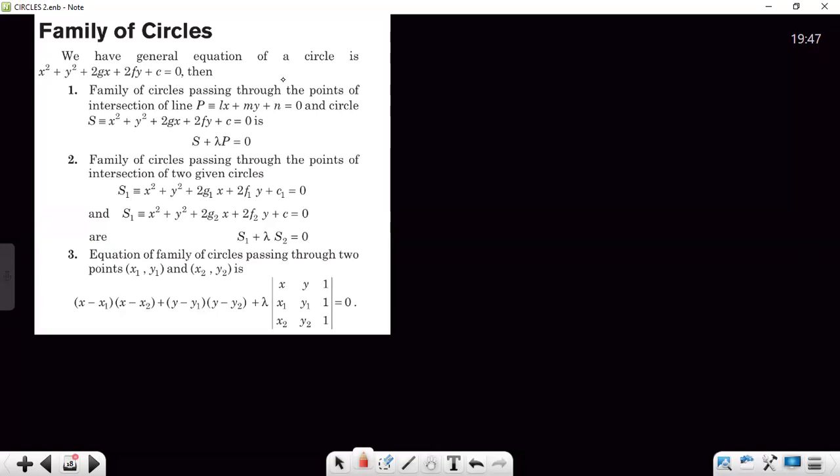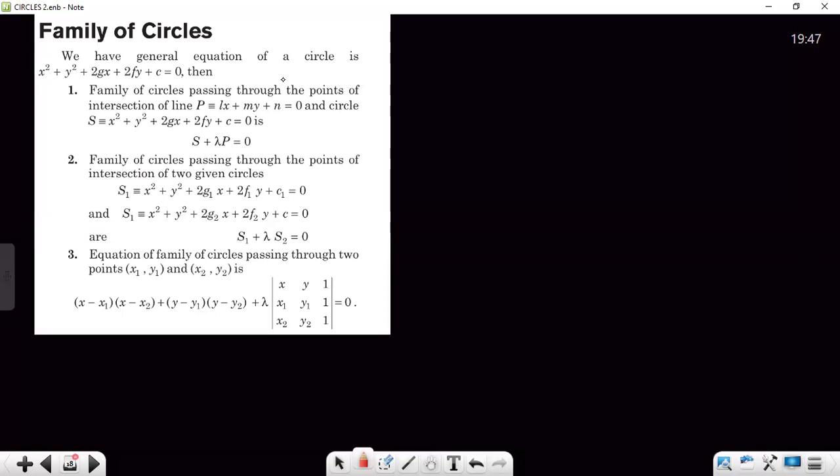Now let's discuss the family of circles. Family of circles means when we have more than one circle. We have the general equation of a circle, as we know: x square plus y square, where the coefficients of x square and y square are 1, plus 2gx plus 2fy plus c is equal to 0.